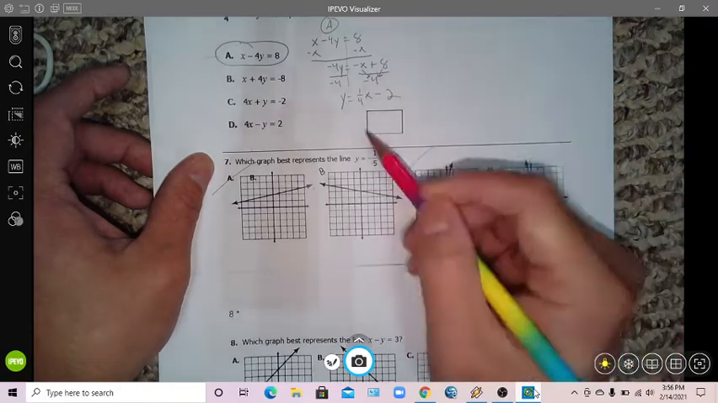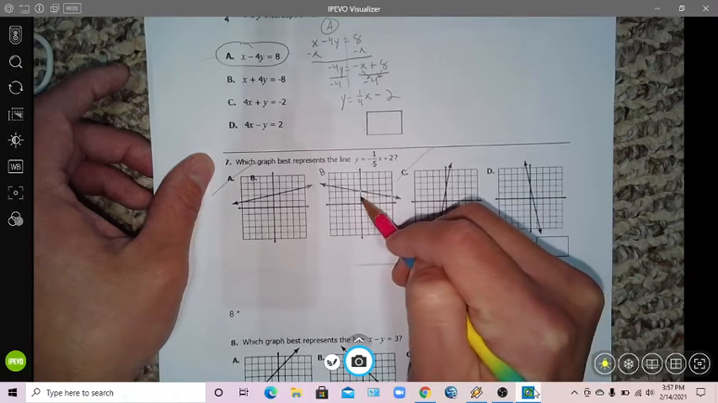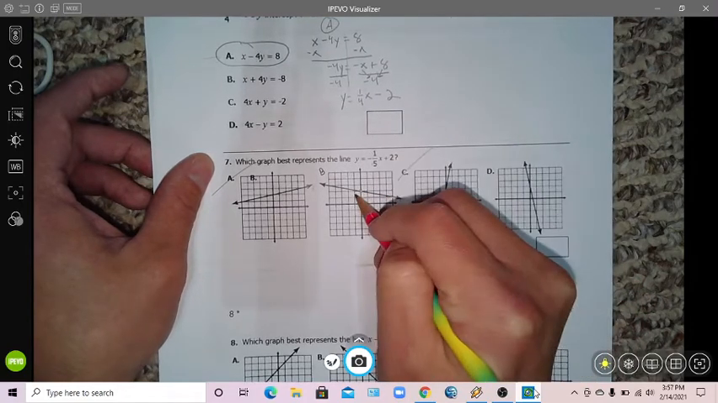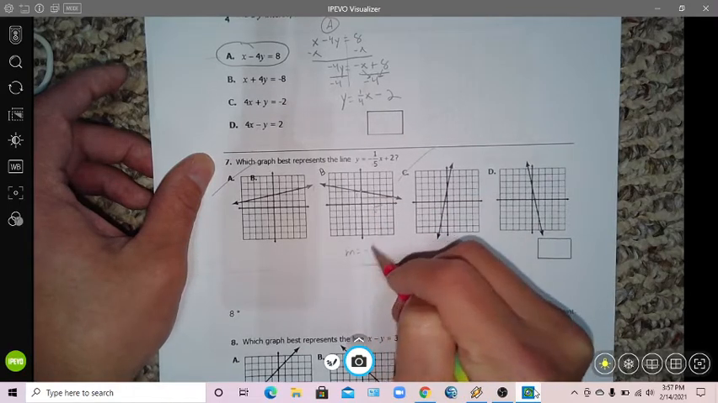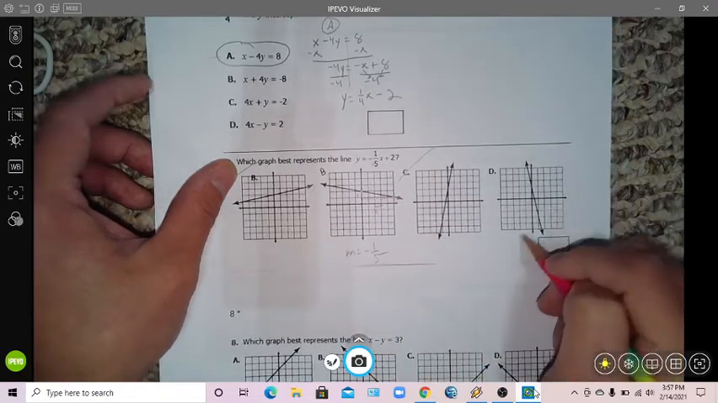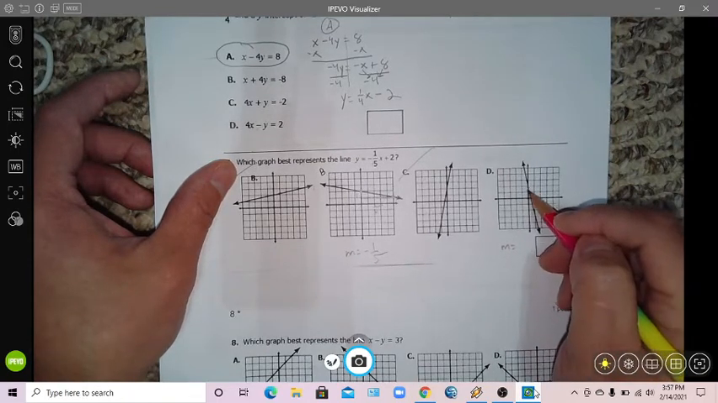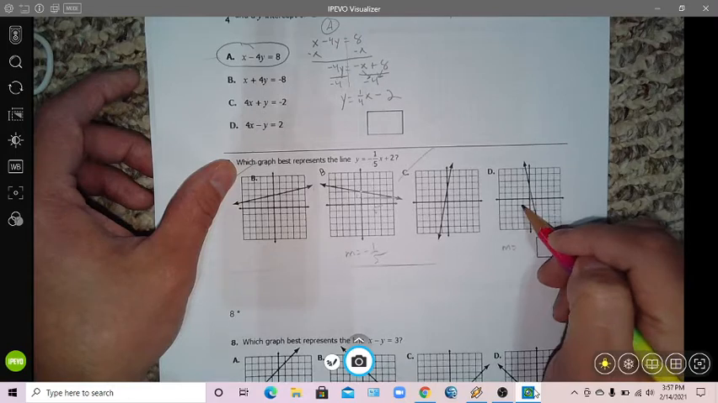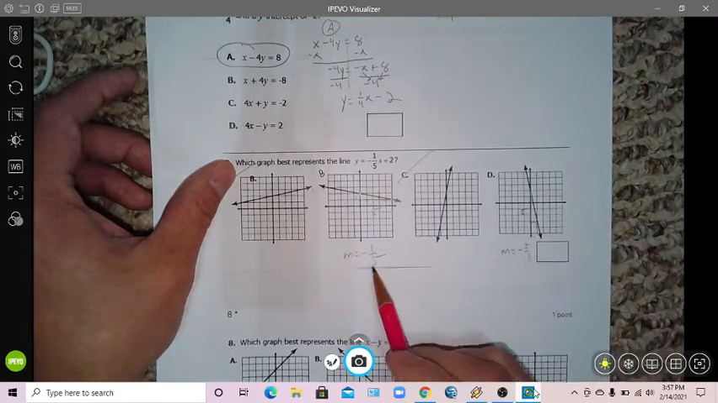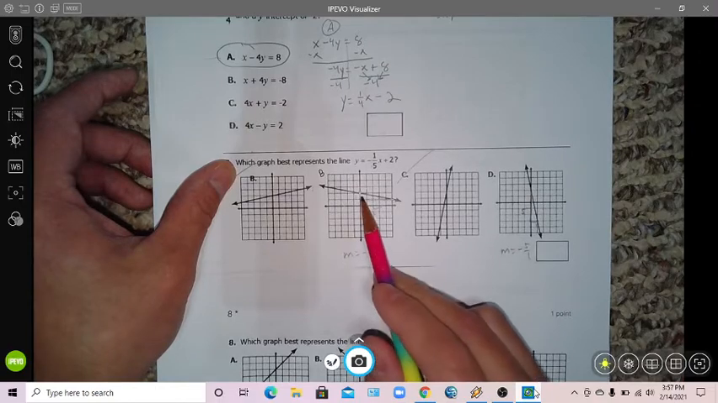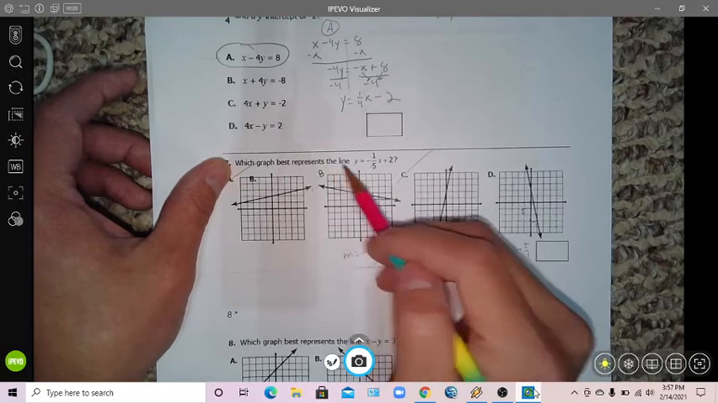If I get 2 points on B, there's my 1/5. Rise is 1, the run is 5. M equals negative 1/5. For D, M equals negative 5/1. I want the one that has a slope of negative 1/5 and a y-intercept of 2. So it's option B.